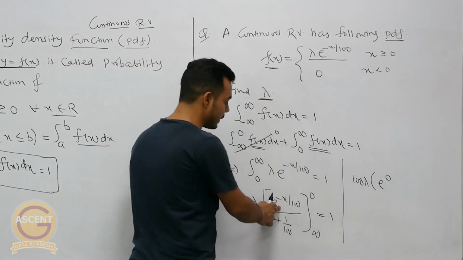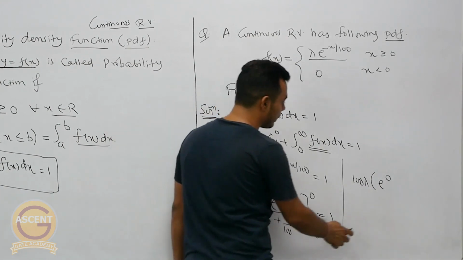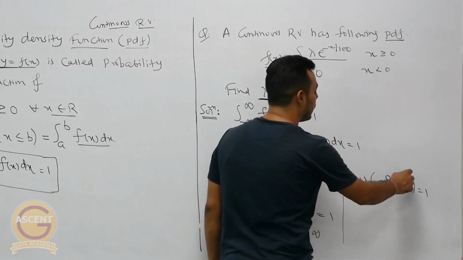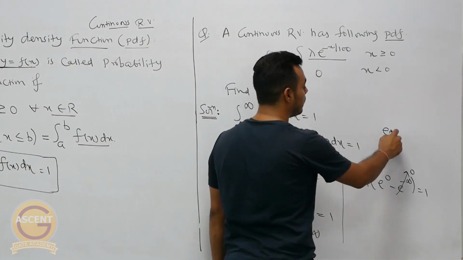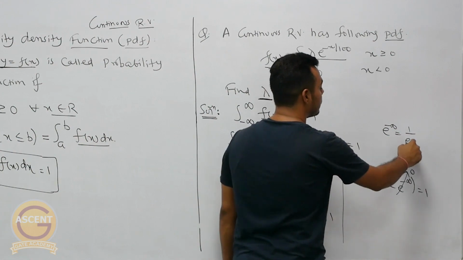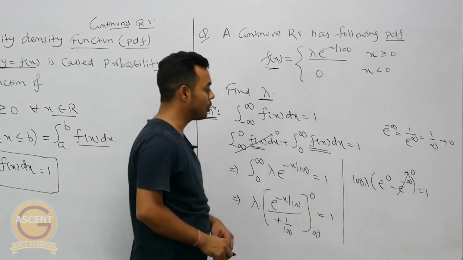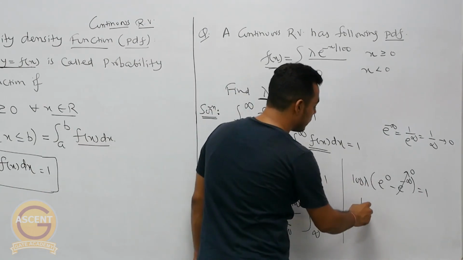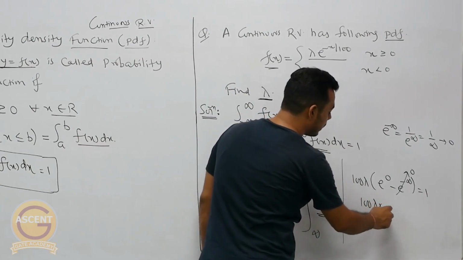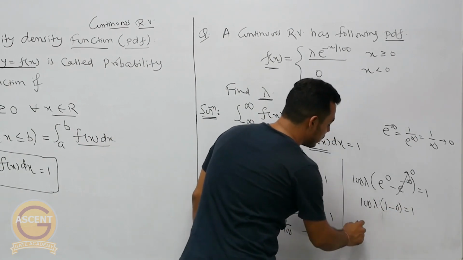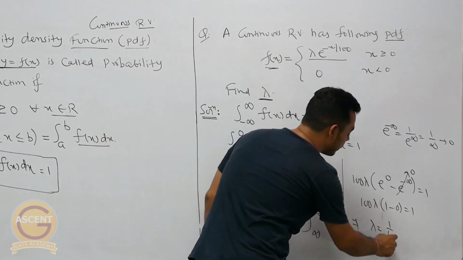Now I can write this relation as, I will get 100 times lambda times e to the power, if I place x equals 0, I will get e to the power 0. If I place infinity, I will get e to the power minus infinity. This is 1. Now we all know that the value of e to the power minus infinity will be 0. e to the power minus infinity will be 1 by e to the power infinity, 1 by infinity, which is 0. And the value of e to the power 0 will be 1. So basically 100 lambda multiplied by 1 minus 0 will be 1. So finally we will get lambda equals 1 by 100.